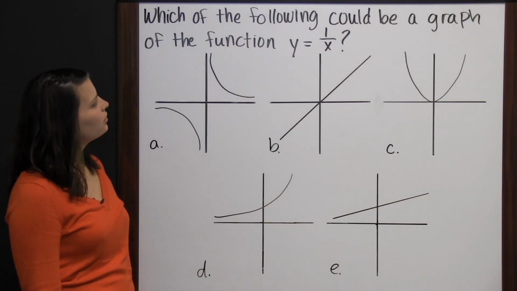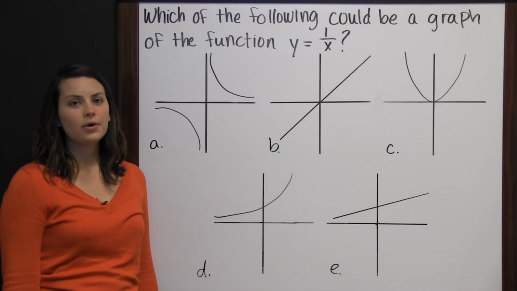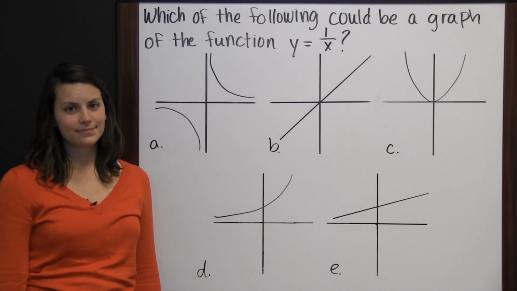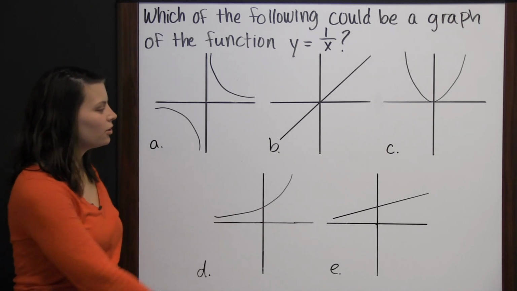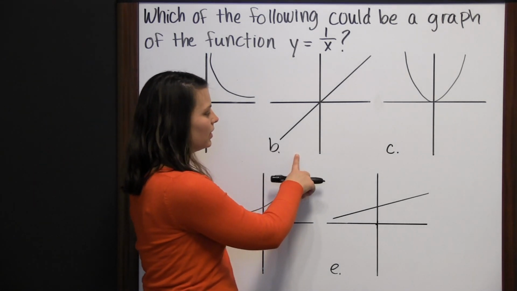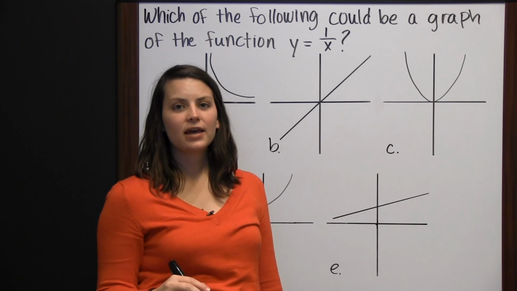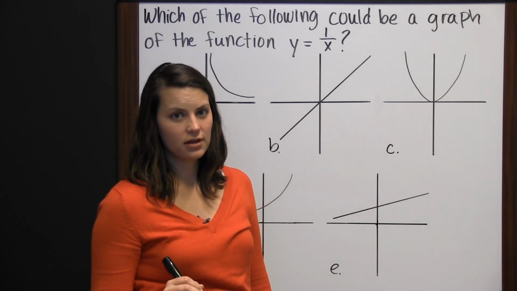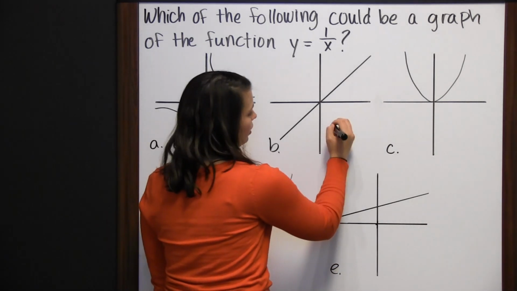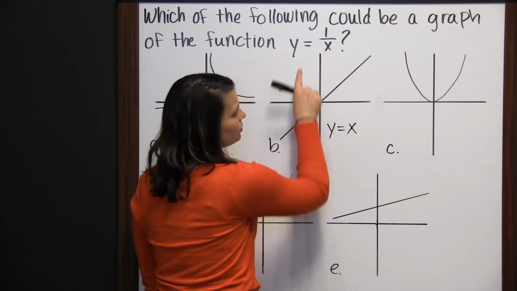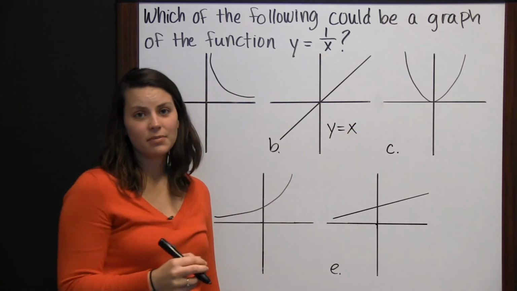Which of the following could be a graph of the function y equals 1 divided by x? Let's start with B. This is a linear function. In fact, it even looks like the parent function of a linear function, which is y equals x. So not y equals 1 divided by x.